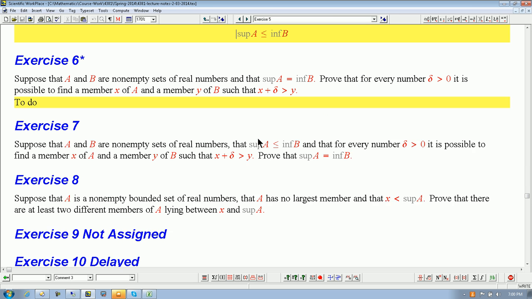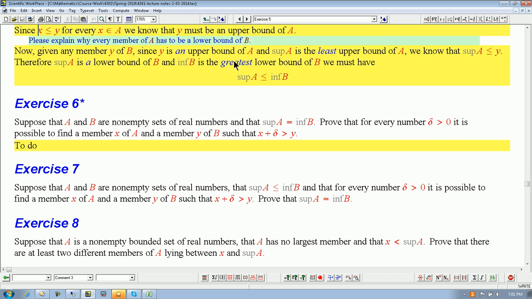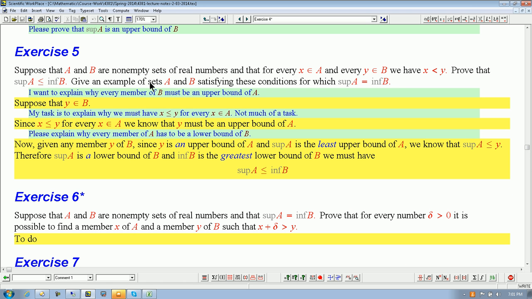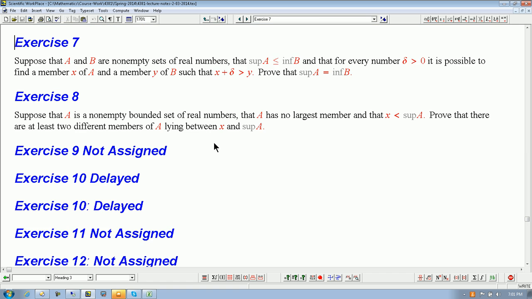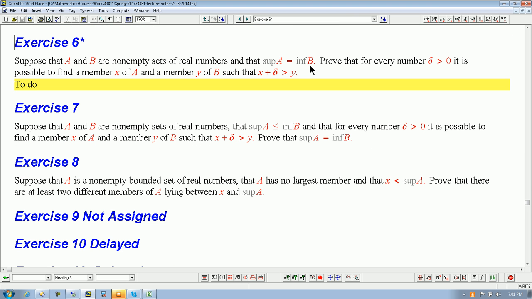Okay, number 6. I know I've got to do this problem. A and B are non-empty sets of real numbers, and sup A equals inf B. Given. Do you understand that it's the special case of what was going on here? You see? The top of the set A is the bottom of the set B. You understand?